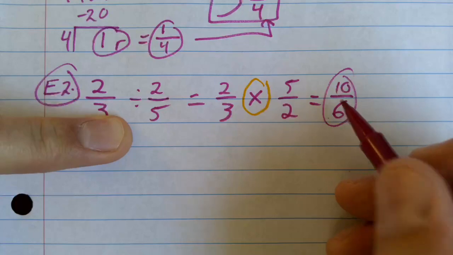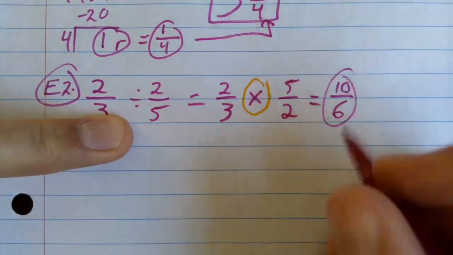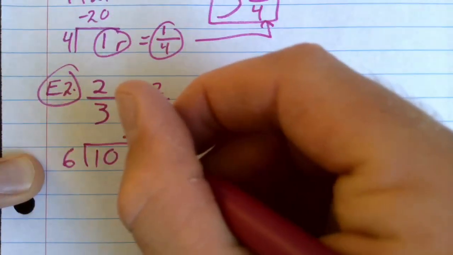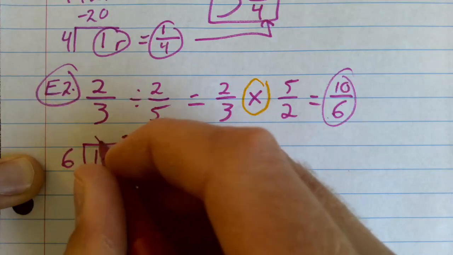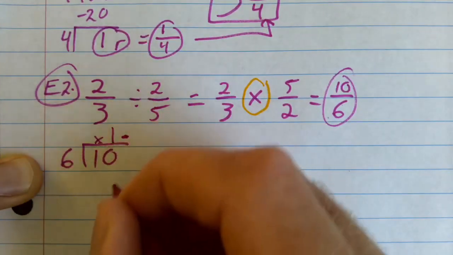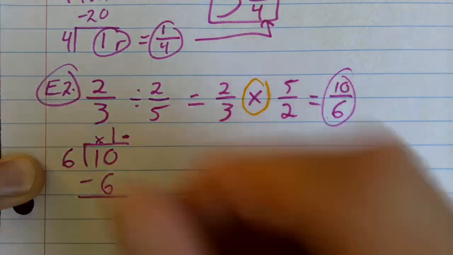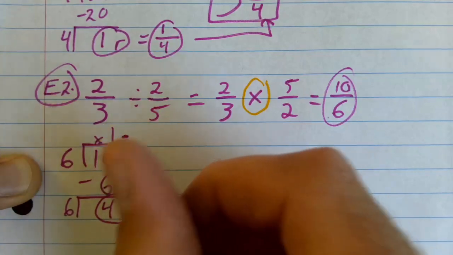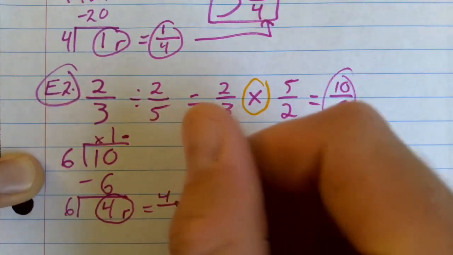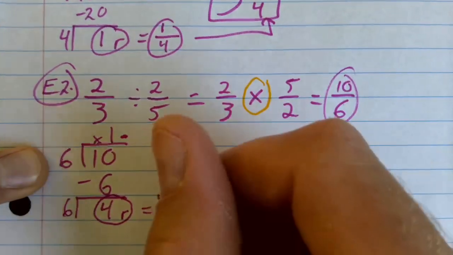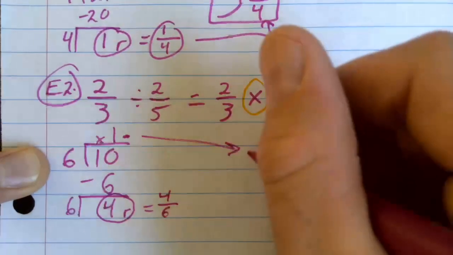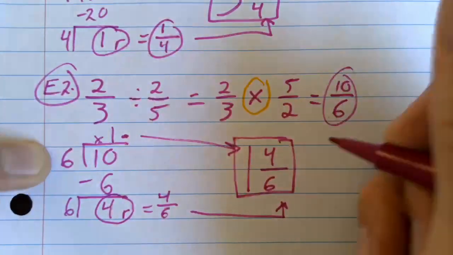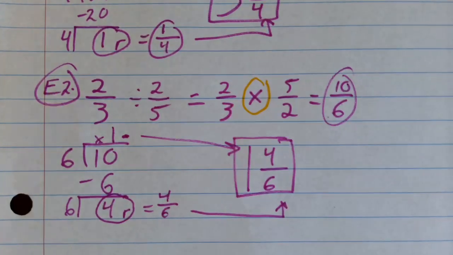So we have our answer right here, but we just need to simplify to mixed. So just divide 10 divided by 6. Don't forget that decimal. 6 can't go into 1, but it can go into 10 one time. 6 times 1 is 6. Subtract, and you are left with 4. So 4 is your remainder, and we write it over our denominator, which is 6. So our answer is 1 and 4/6.